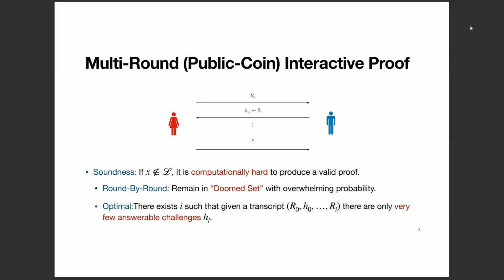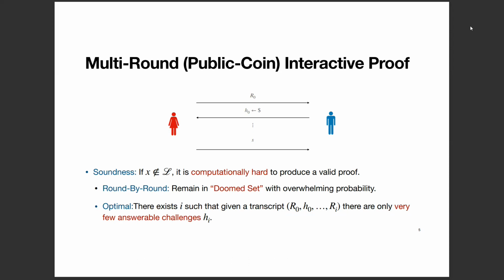In this work, we mainly consider 2 types of soundness. The first is called round-by-round soundness. The original definition defines a doomed set, and there are some details of this definition. But the important thing to mention is that round-by-round soundness can be applied directly from negligible soundness. However, there's some security loss by such a transform. The second soundness we consider is the optimal soundness, meaning that there exists i such that given a transcript until round i, there are only very few answerable challenges. The thing to mention for the optimal soundness is that it is a generalization of special soundness.